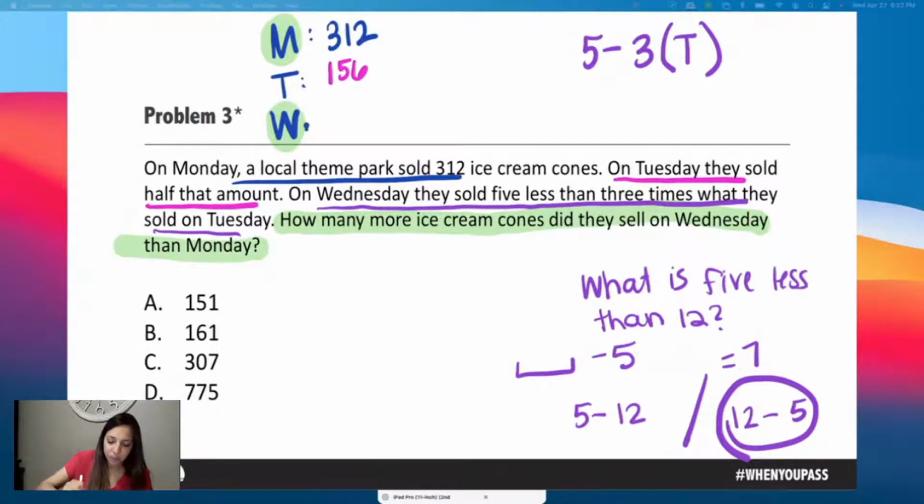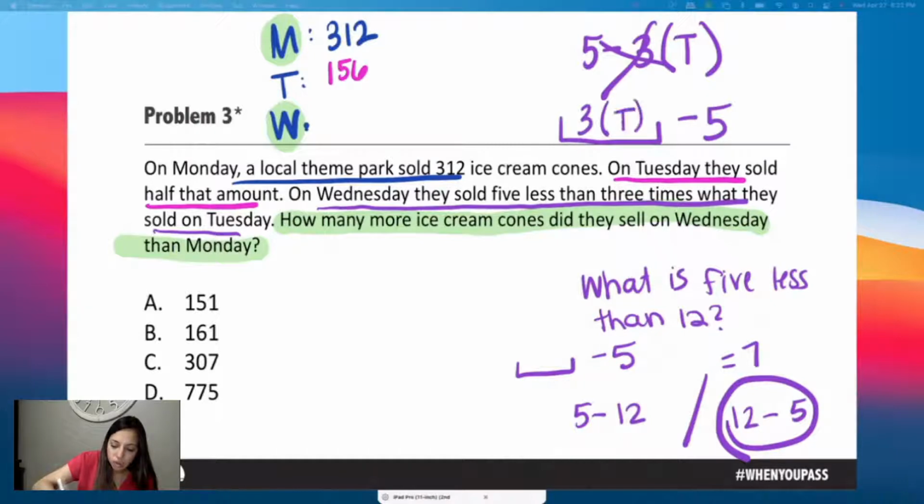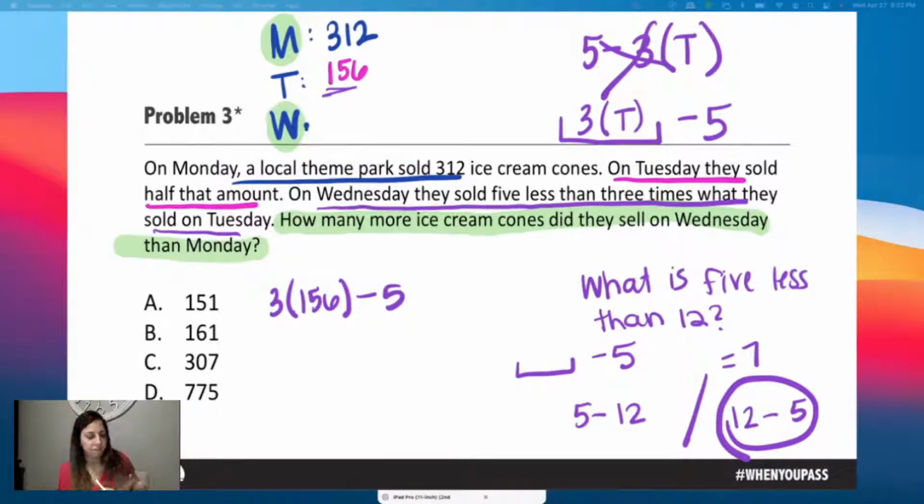So in this case, if we do 5 less than, we are going to do something minus 5. What is that something? 3 times what they sold on Tuesday. 3 times what they sold on Tuesday is going to be 3 times 156. So 3 times 156 minus 5. Let's go ahead and solve that. 3 times 156 is 468, minus 5 equals 463. So that's what they sold on Wednesday.